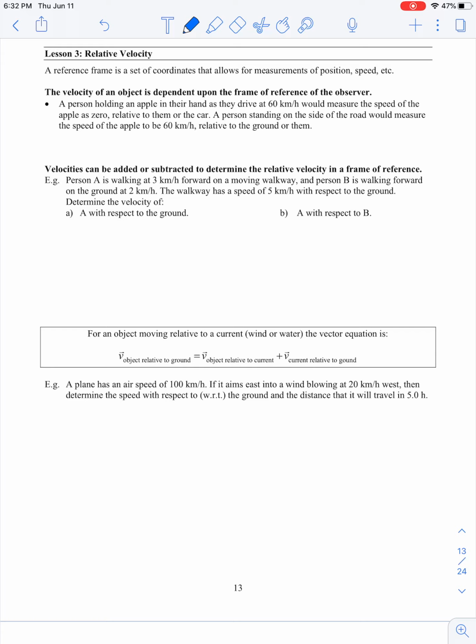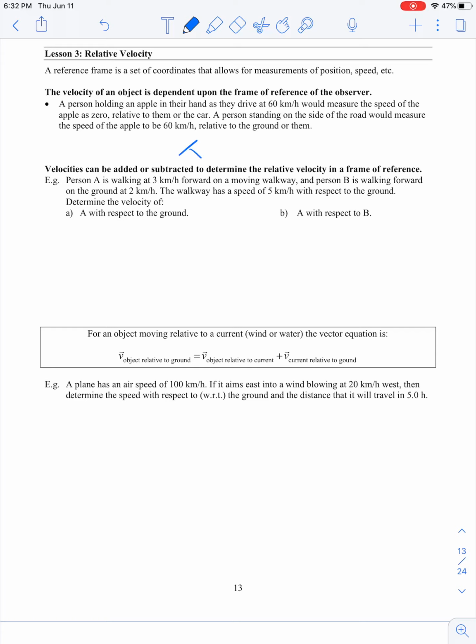So we can use a frame of reference to determine the velocity of an object, and we know that the velocity of the object is dependent upon the frame of reference of the observer. So, for example, a person holding an apple in their hand as they drive at 60 kilometers per hour would measure the speed of the apple as 0, right?